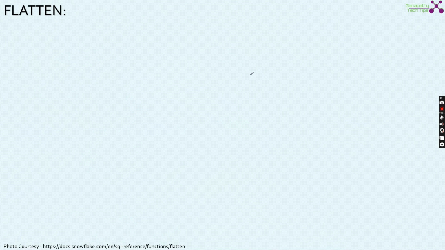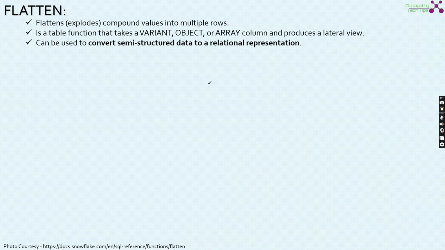Now we are going to discuss the flatten function. This is again one of the functions, but in the SnowPro study guide there is a clear mention of flatten, so we need to understand flatten to a greater extent. What exactly does flatten do? Flatten explodes compound values into multiple rows. We are going to discuss this as part of the example for your better understanding. It is a table function that takes a variant, object or array column and produces a lateral view.